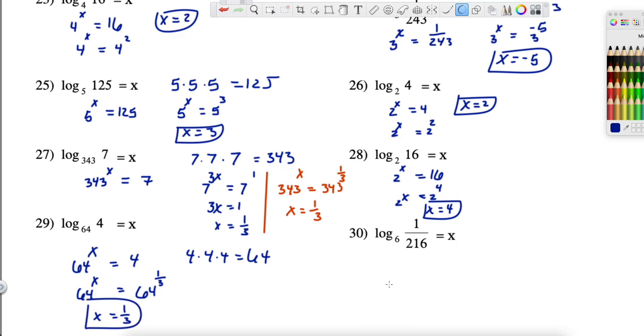And then 6 to the x is 1 over 216. 6 times 6 times 6 equals 216, so 6 to the third is 216, but I want the reciprocal of that, so I put a negative exponent, and x equals -3.